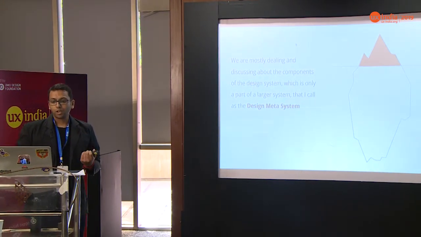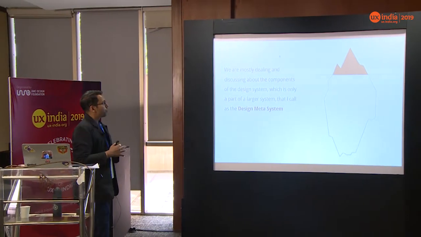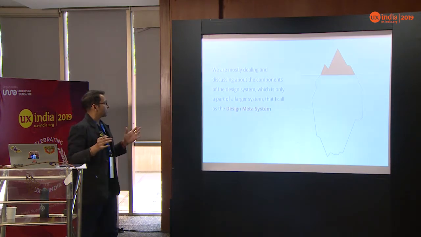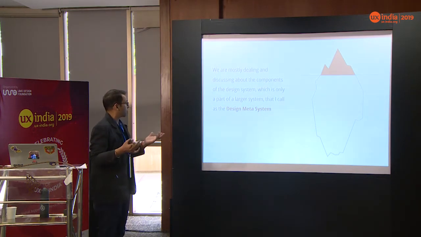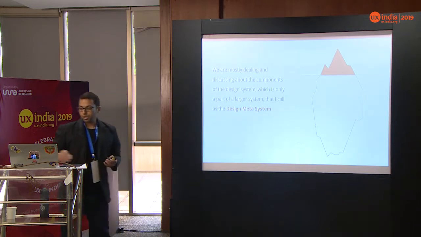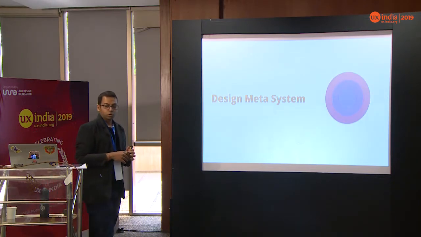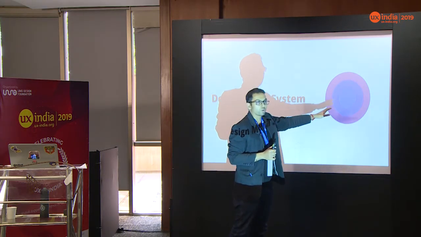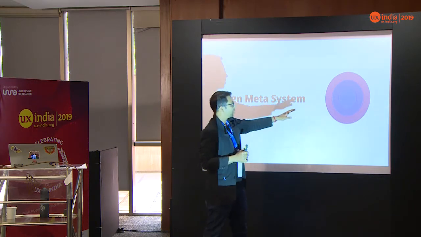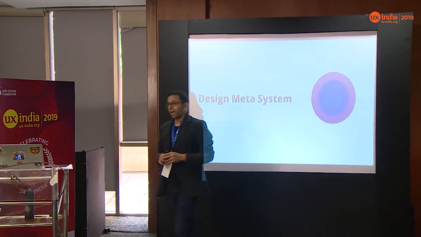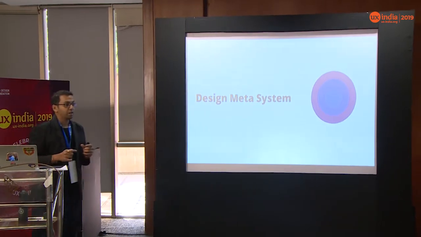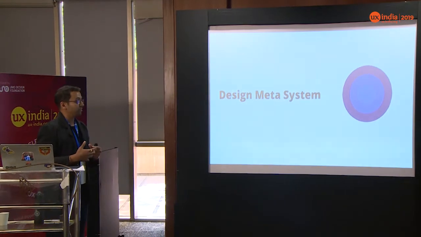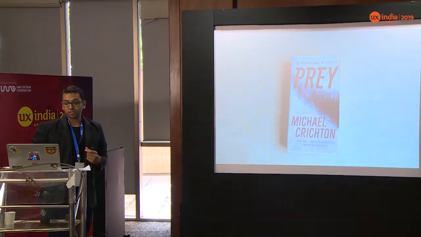By doing this, we realized that what we mostly deal with and discuss, the components of the design system, is only a part of a larger system that we started calling, and I call, the design metasystem, right? Our design metasystem has basically three layers. We have a central core, which has the rule engine. We have the components, and then we have the adoption or the measurement layer. And these together make the design metasystem a self-evolving system.